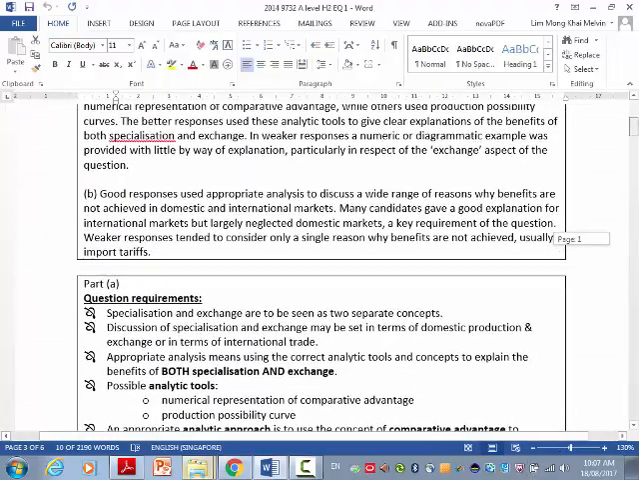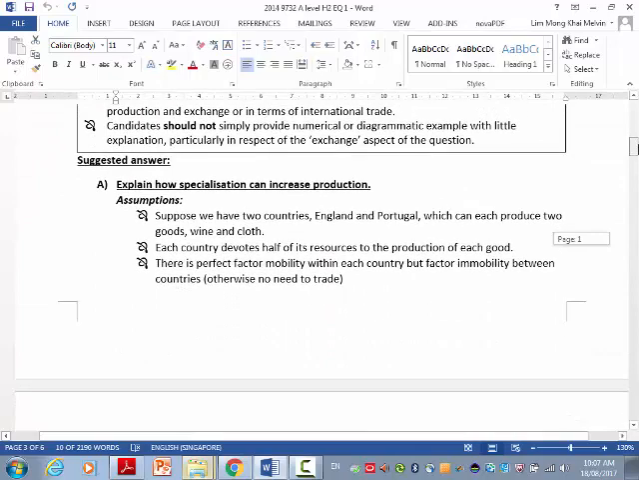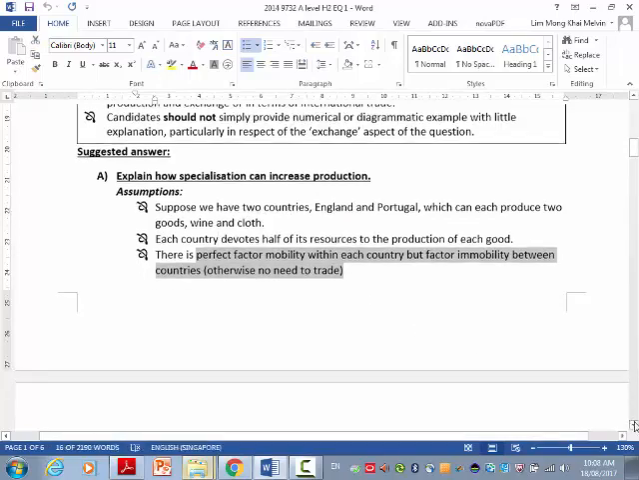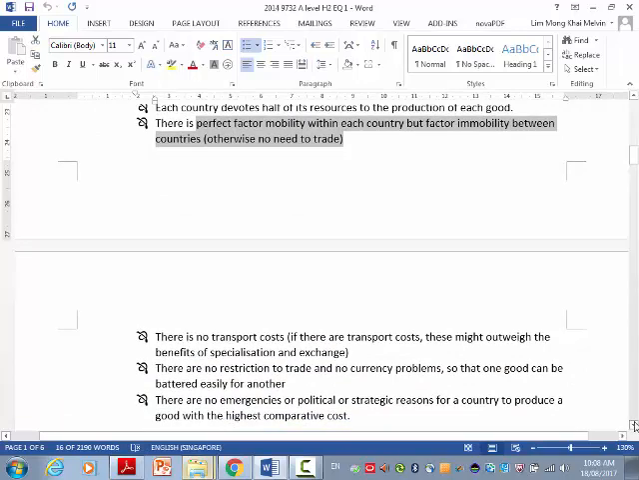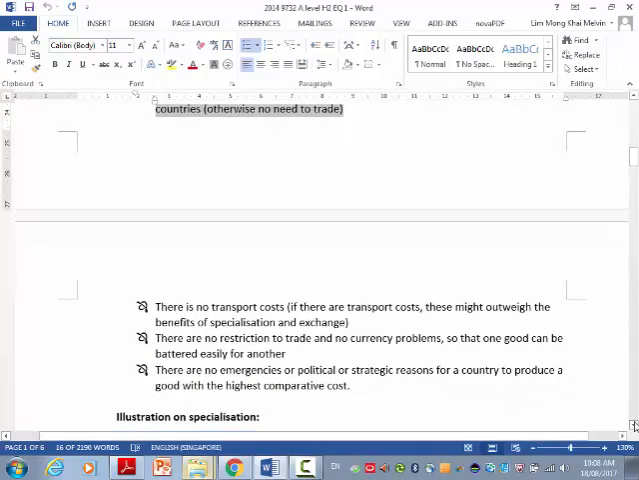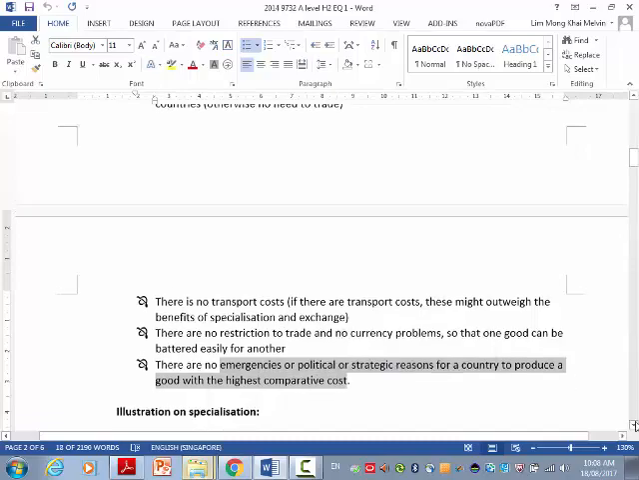So what I've done is sum up what is necessary for your answer. Essentially, for your intro, you need to talk about your assumptions. Here, we talk about two countries, devoting half its resources, perfect factor mobility within each country. But between countries, there's no perfect factor mobility. Otherwise, there's no need for them to trade at all, because all they have to do is just move the factors of production over. No transport costs, no restriction to trade, no currency problem, and no emergency, political or strategic reason for a country to produce goods with the highest comparative cost.